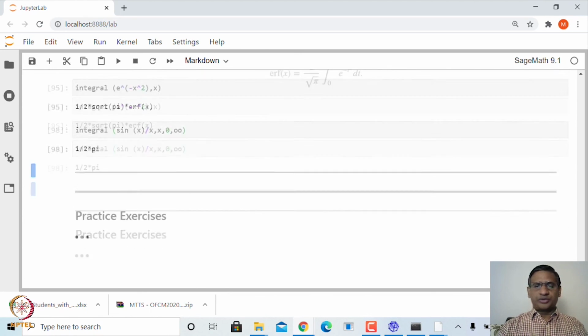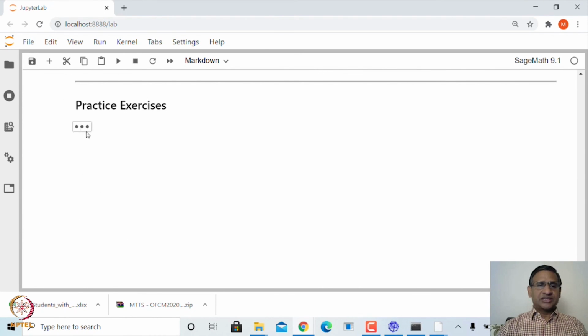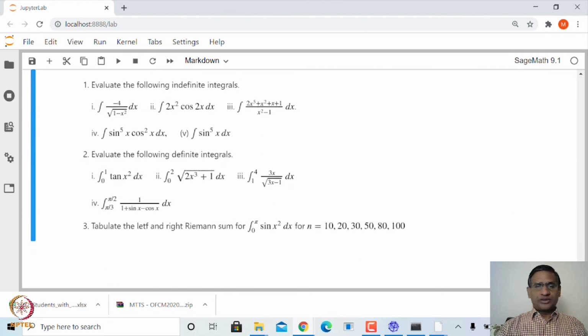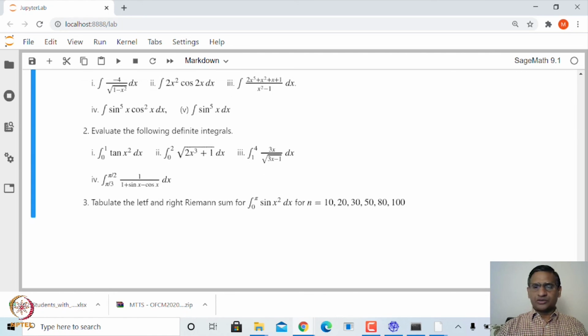Okay, let me leave you some easy exercises. These are some easy exercises of computing definite and indefinite integrals. Some of them are quite straightforward, some of them are not so straightforward when it comes to calculating by hand. The last problem is about sin(x^2). We saw that this integral is not in closed form, but you find the left and right Riemann sums. We have already defined the function. Tabulate these values for n equal to 10, 20, 30, 50, 80, 100. This is just to demonstrate that the sums will actually converge to the actual integral.